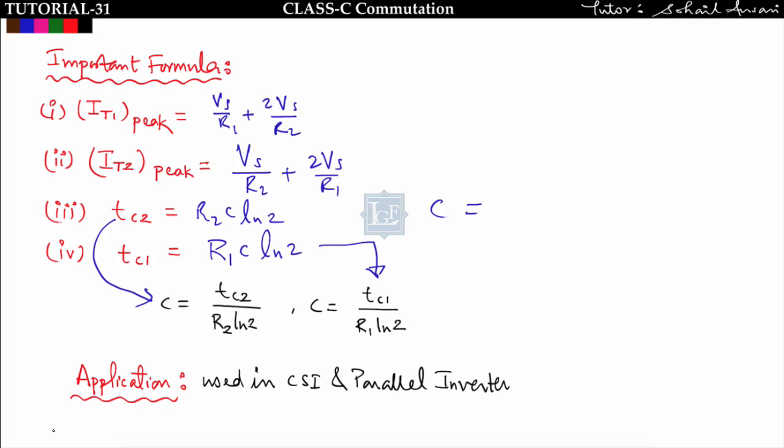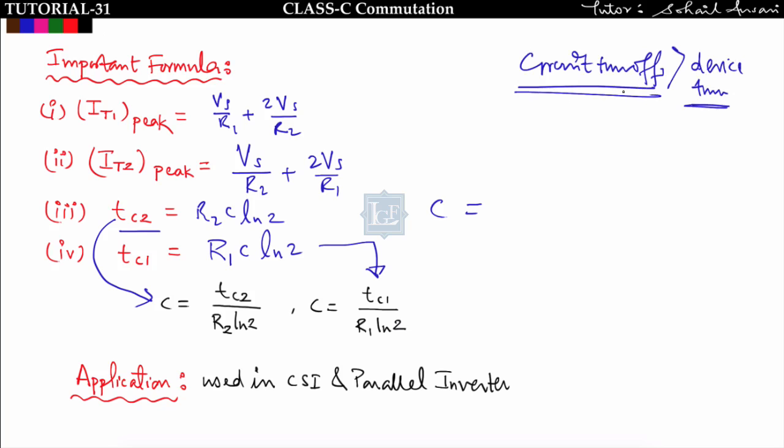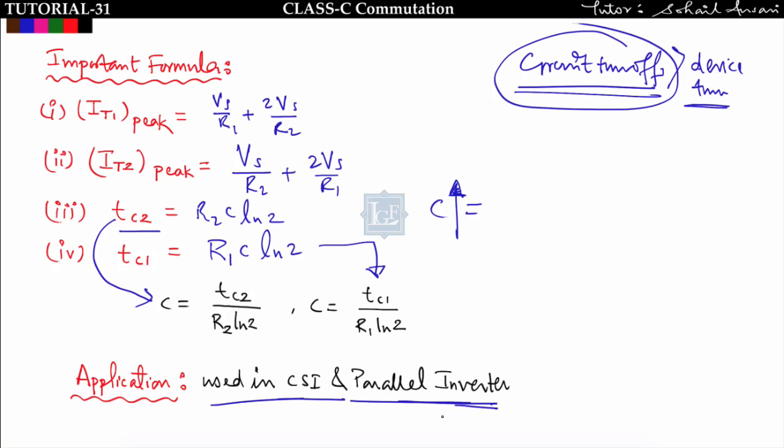So choose the capacitor whose value is high to make the circuit turn off time high. If the capacitor is high, then the circuit turn off time will be high, and we know that the circuit turn off time must be greater than the device turn off time for successful commutation. That's why we are making the circuit turn off time high. So in order to make it high, we have to choose the value of capacitance which is greater. And the application of this class C commutation we will be using in CSI and parallel inverter. We will see in the inverter section.